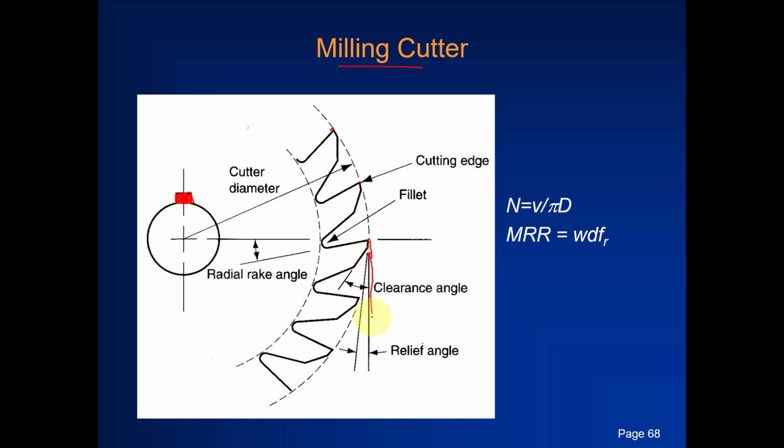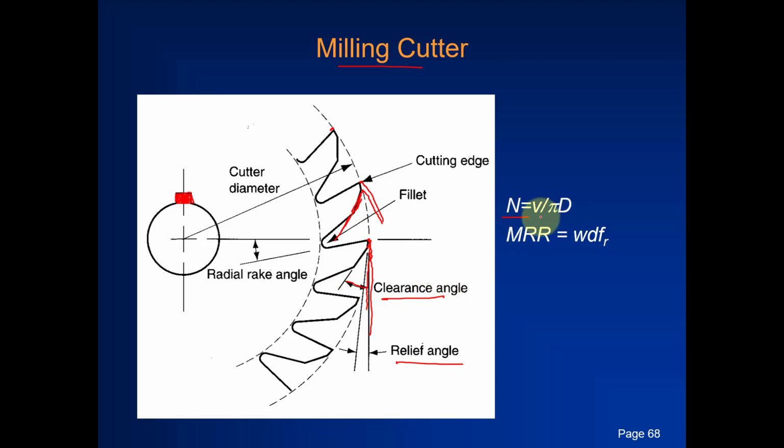If you look at this point, if you draw a vertical line at this point and another line from the same point, the angle between these two will be known as the relief angle. And this face and this vertical line, the line that is drawn from the cutting edges, make an angle which is known as the clearance angle.